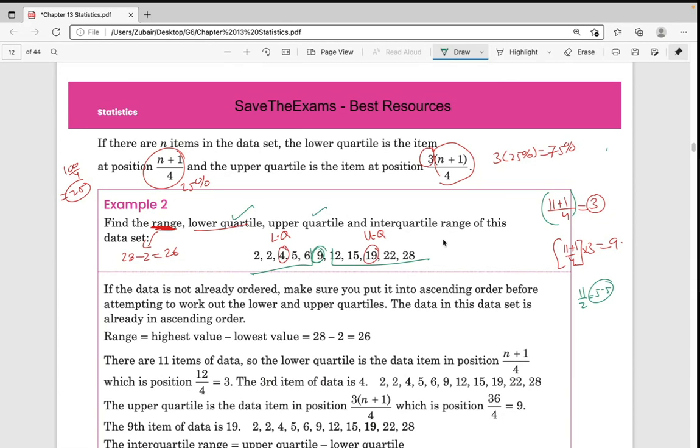And interquartile range is upper quartile minus lower quartile. So upper quartile is 19 and lower quartile is 4. 19 minus 4 is 15. Interquartile range is 15, upper quartile is 19, lower quartile is 4, and range is 26.